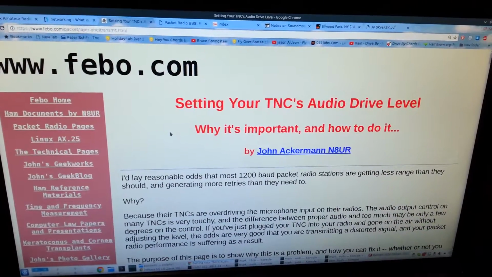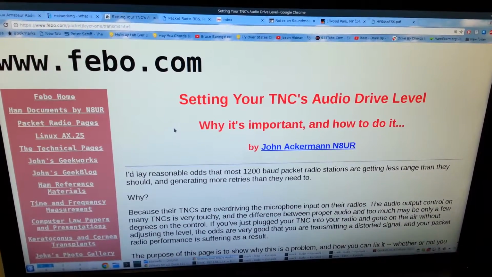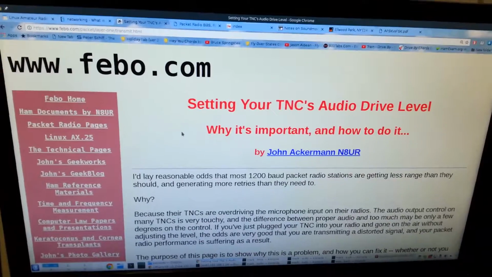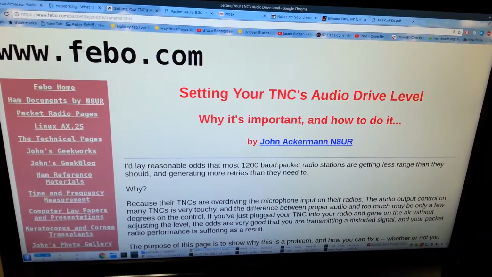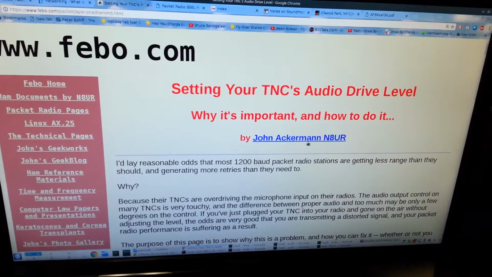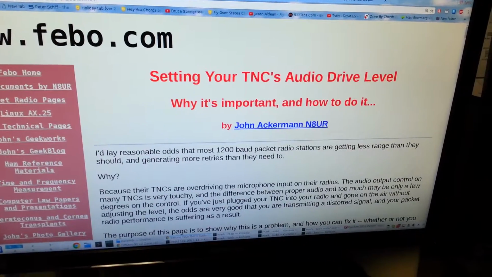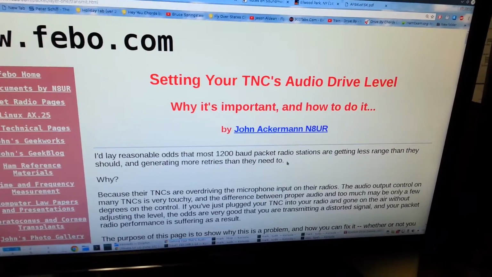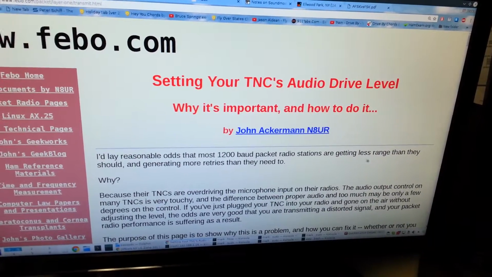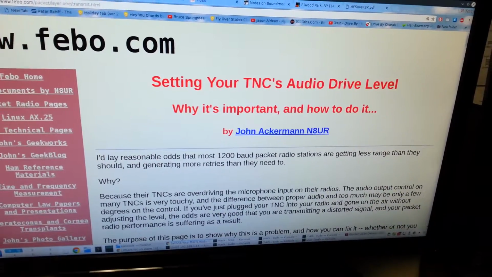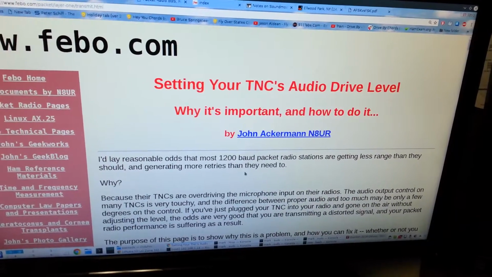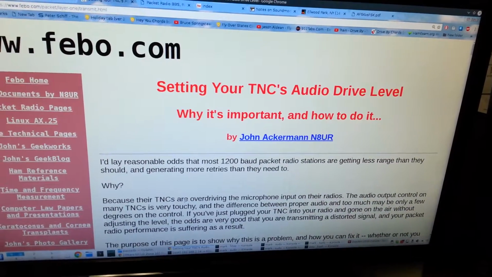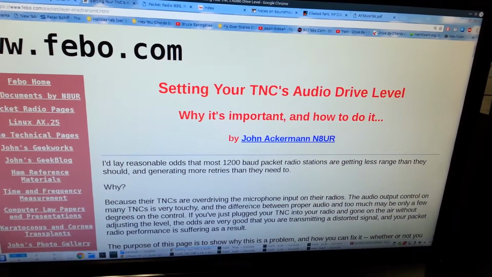What I want to talk about today is setting up the terminal node controller's audio drive level. This is information I found on Fibo.com, written by John Ackerman, N-A-U-R. He says, "I'd lay reasonable odds that most 1200 baud packet radio stations are getting less range than they should and generating more retries than they need to." Why, he asks? Because their TNCs are overdriving the microphone input on their radios.